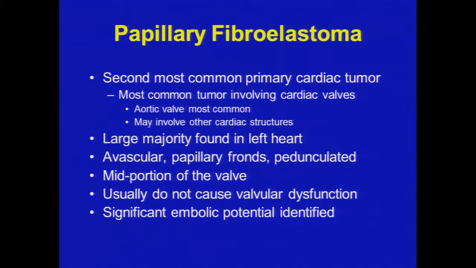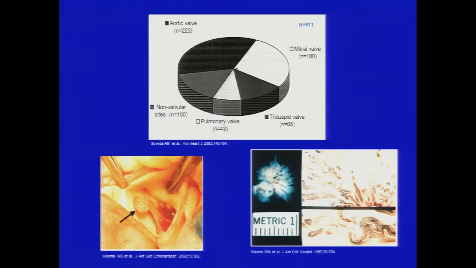Their significance is that there's a very high risk for embolism, especially if they are mobile and especially if they have large size, say over 10 millimeters. This review from Gouda summarizes the literature up until the early 2000s, looking at the distribution of papillary fibroelastomas within the heart. As you will see, the vast majority of them do involve cardiac valves, the aortic valve and the mitral valve being the predominant valvular structures involved. But also remember that non-valvular sites can be involved.